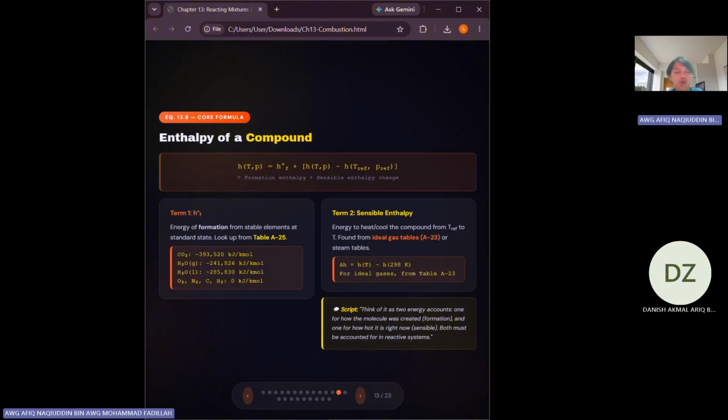Notice that H2O liquid has a more negative h°f than H2O gas. The difference, about 44,000 kilojoule per kilomole, is the latent heat of condensation. We'll use this when distinguishing between higher and lower heating values.